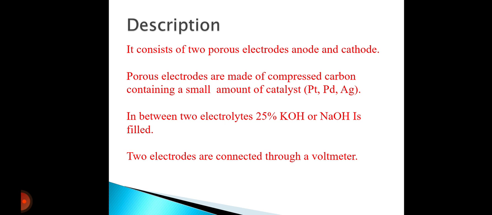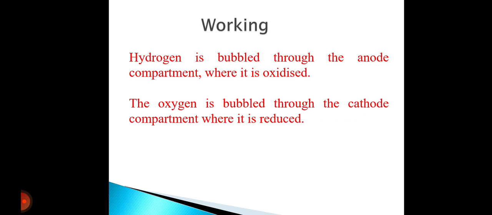So when we see the construction, it consists of two porous electrodes. Both are made of carbon, as anode and cathode. The porous electrodes are made of compressed carbon, which are coated with a catalyst like platinum, palladium and silver. Here 25% KOH or NaOH is used as an electrolyte. The two electrodes are connected through a voltmeter.